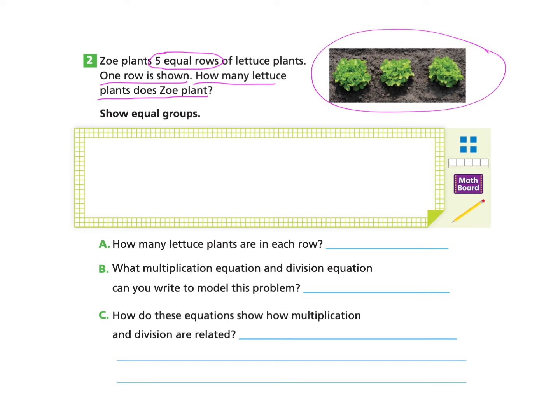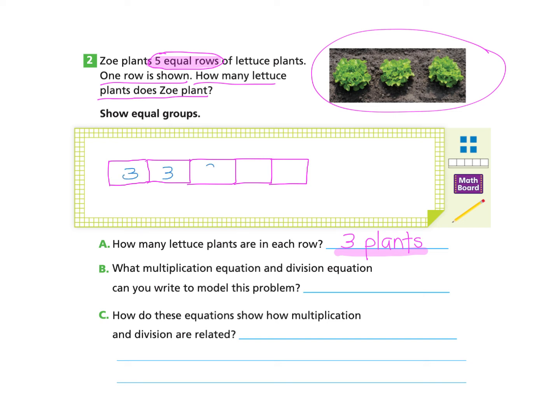Well, here is this picture, so we can easily see that that would be 3 plants in each row. They have told us that there's going to be 5 equal rows, and we know that there are 3 plants in each row. So now I'm going to draw a bar model that shows what the word problem is demonstrating. There are 5 equal rows. I'm going to draw 5 boxes to represent those rows. In each row there are 3, and we know that because of that picture.